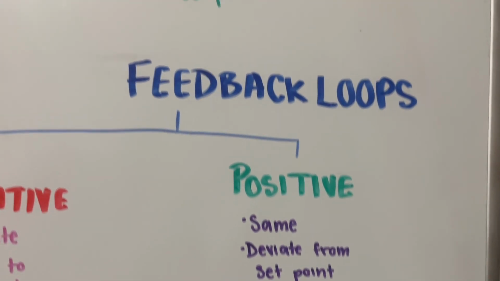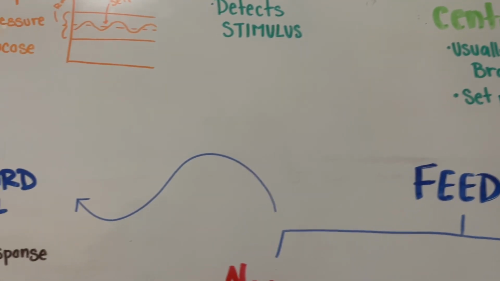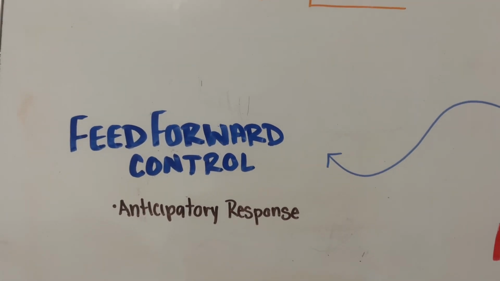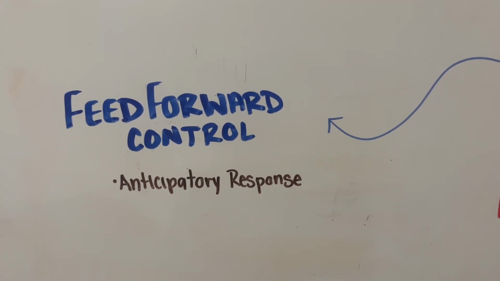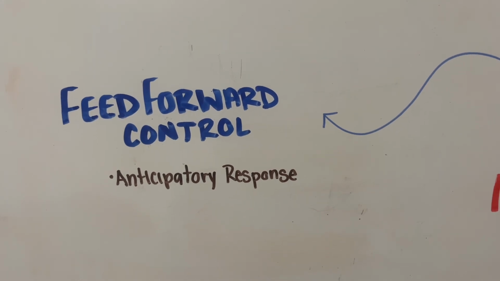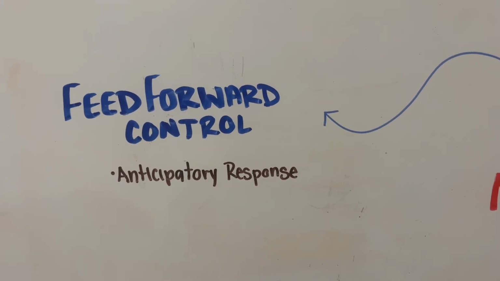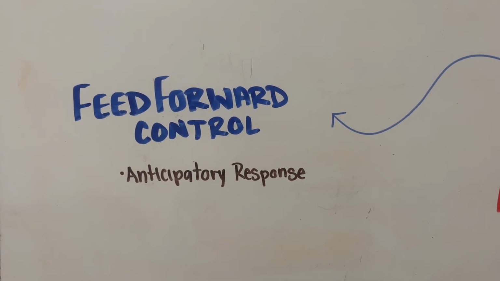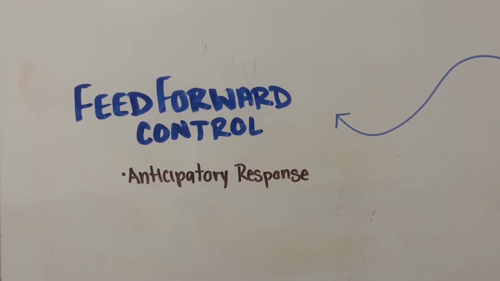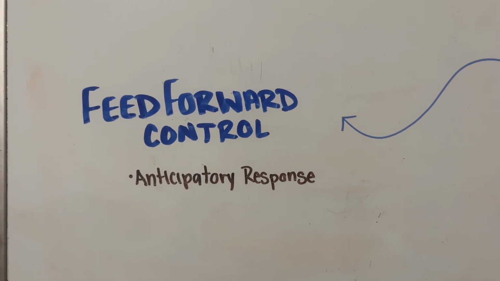Some systems also employ feed-forward control, which is an anticipatory response that occurs before a change in the variable is actually detected. For example, the salivation response to the sight or smell of food prepares the digestive system for when food is finally eaten.